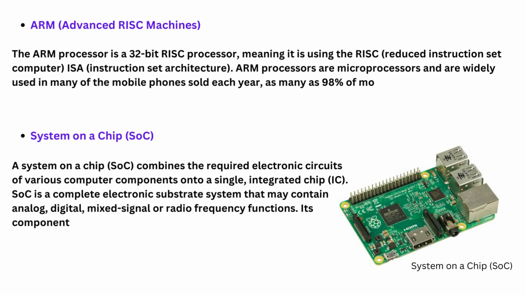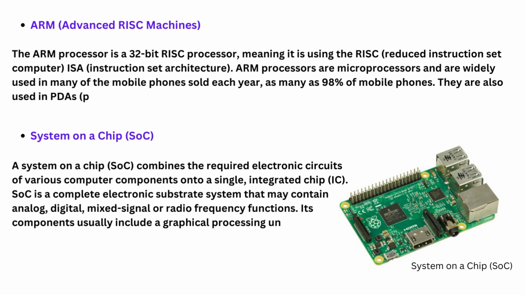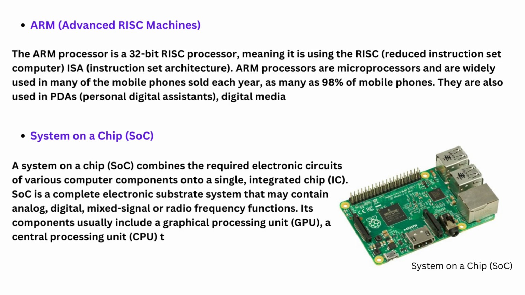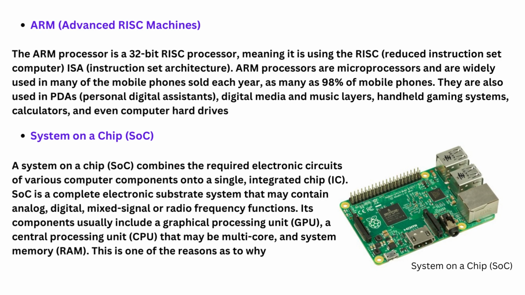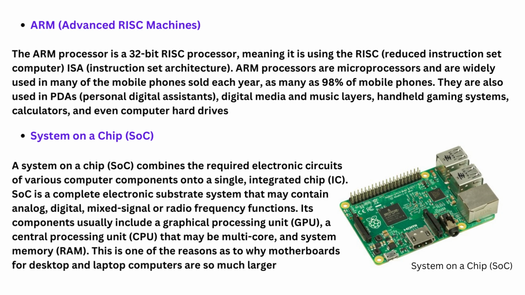System on a chip, SoC. A system on a chip, SoC, combines the required electronic circuits of various computer components onto a single, integrated chip, IC. SoC is a complete electronic substrate system that may contain analog, digital, mixed signal or radio frequency functions. Its components usually include a graphical processing unit, GPU, a central processing unit, CPU, that may be multi-core, and system memory, RAM. This is one of the reasons why motherboards for desktop and laptop computers are so much larger than ARM-based circuit boards.